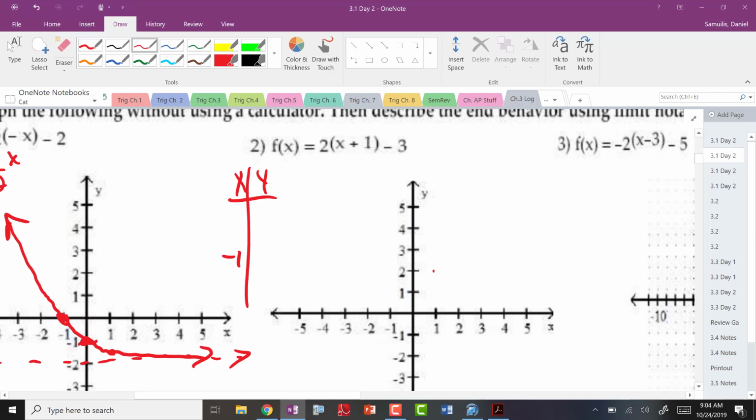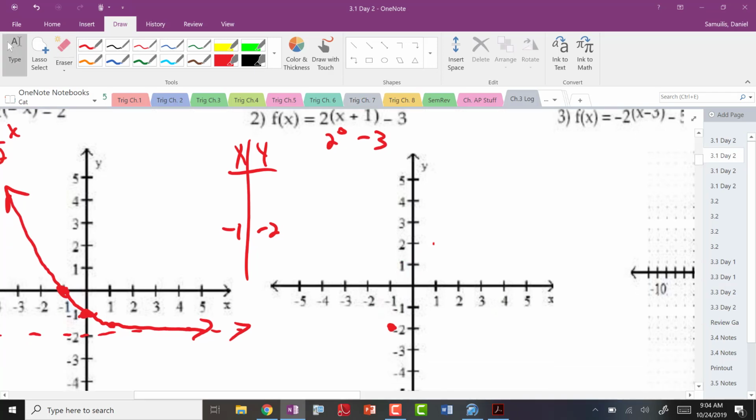Because when I plug in -1, I get 2 to the 0. What's 2 to the 0, everybody? 1. What's 1 minus 3? -2. So -1, -2. That 0, 1 point went left 1 and down 3. Okay, thinking of the parent. That's when they talk about transformations. And then if you wanted to keep plugging in points, it'd be 0 and -2.